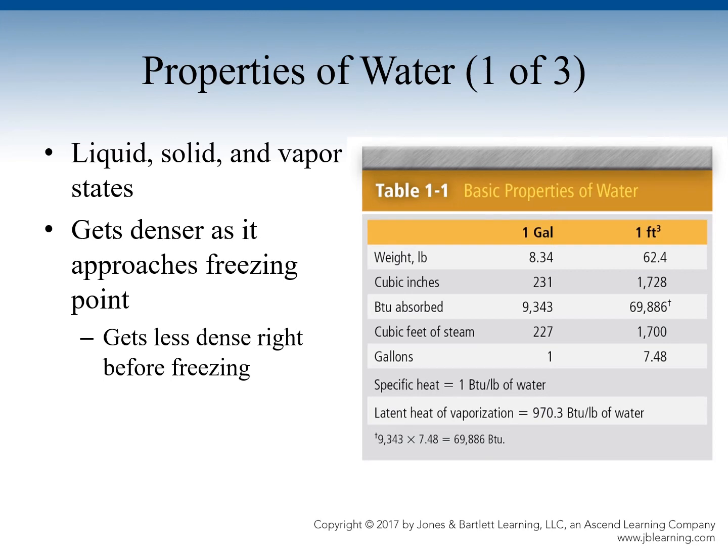And so the specific heat ratio is 1 BTU per pound of water, and the latent heat of vaporization is around 970.3 BTUs per pound of water. So we get this steam conversion of 69,886 BTUs.